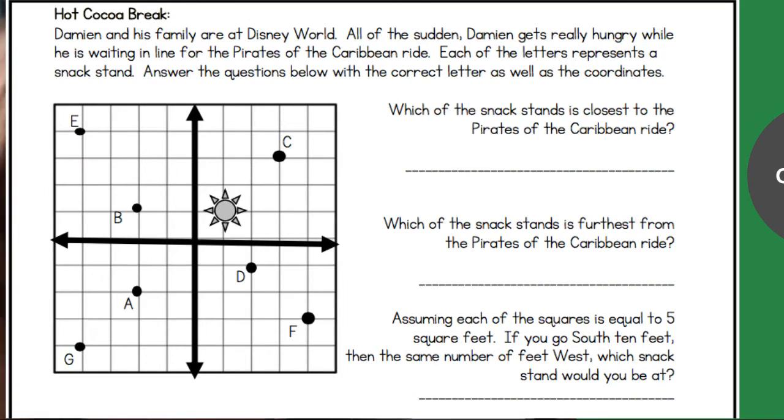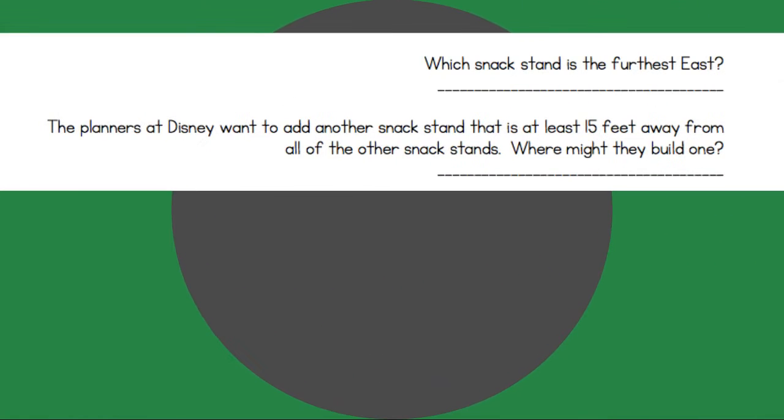Assuming each of the squares is equal to 5 square feet, if you go south 10 feet and the same number of feet west, which snack stand would you be at? So, remember that each of these lines is going to be 5. I need to go south 10 feet, so 5, 10, and then I need to go west 10, 1, 2. So I'd be closest to both A and B in that situation. Let's take a look at our answers. Whoops. There's 2 more questions.